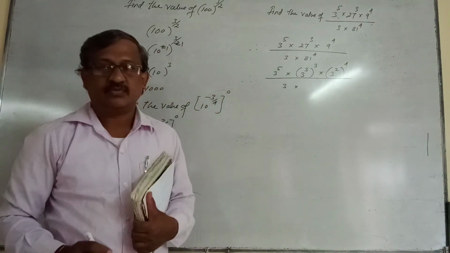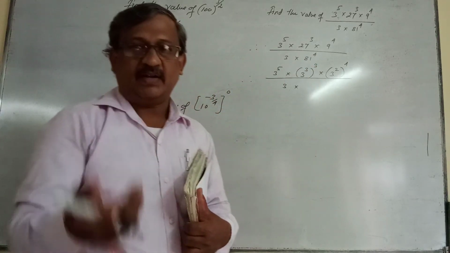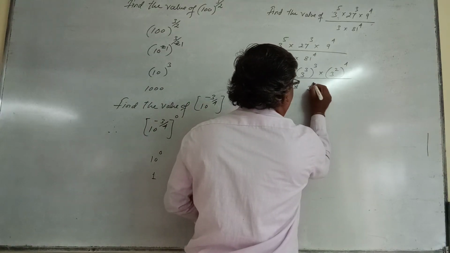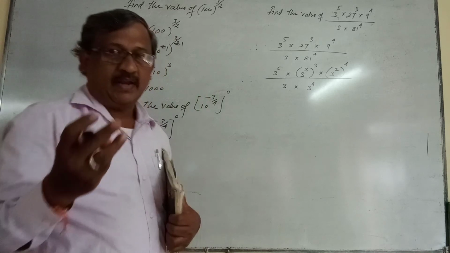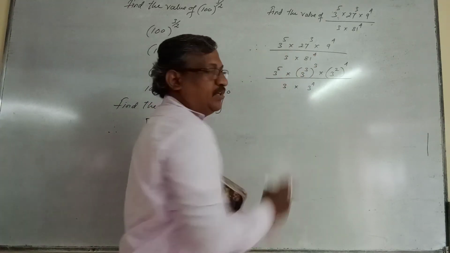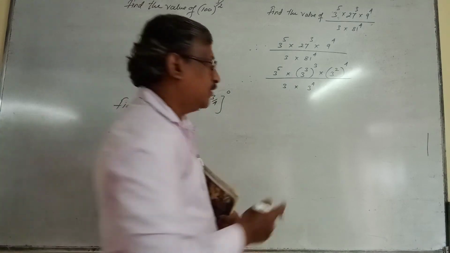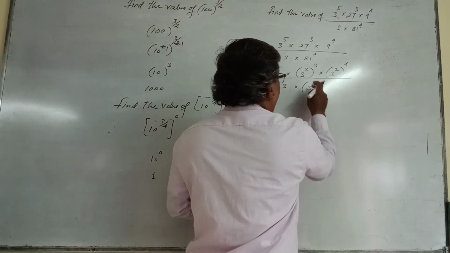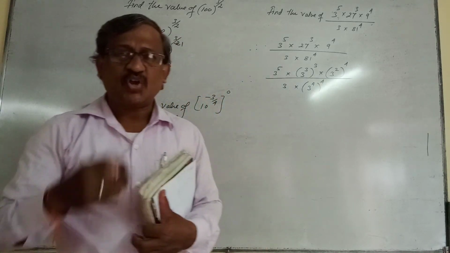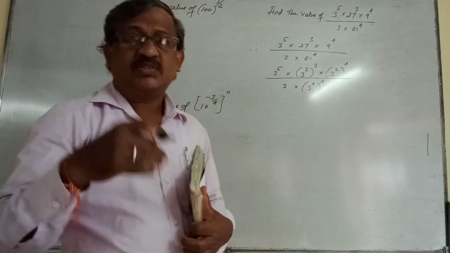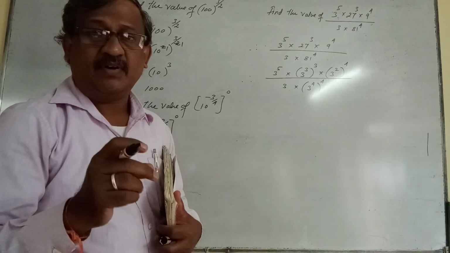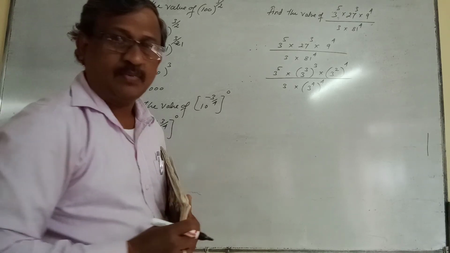It is 81. 81 also we can split, we can write in another form. How can we write 81? That is 3 raised to 4. If you multiply 3 four times, we get 81. So 3 raised to 4, that whole raised to 4, like this. You should try to split the value. You must be able to split the value correctly whenever the simplification is not possible.